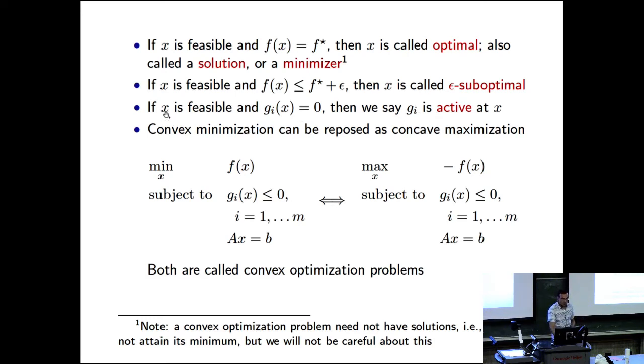And let's suppose x was actually the solution. We would say that certain constraints are active at the solution if we had g i of that solution equal to 0, rather than being strictly less than 0. So these are called active constraints.